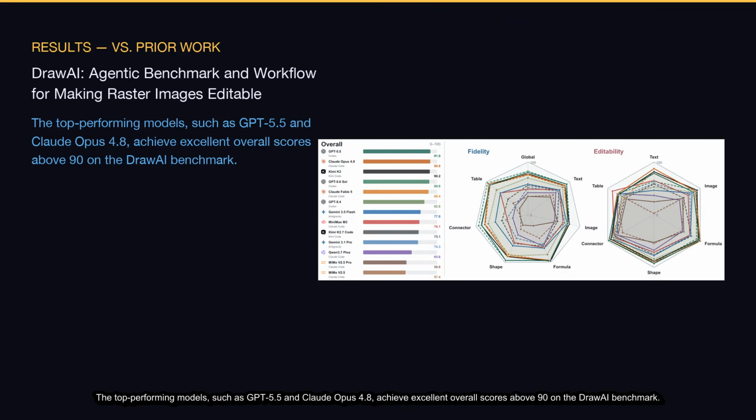The top-performing models, such as GPT 5.5 and Claude Opus 4.8, achieve excellent overall scores above 90 on the DrawAI benchmark. These leading models show strong fidelity across all categories and generally high editability, with some models like Minimax M3 exhibiting particular strengths in text editing.